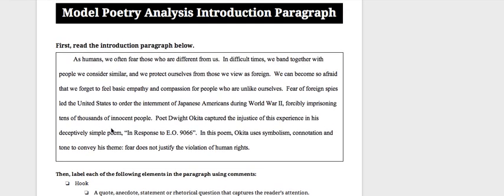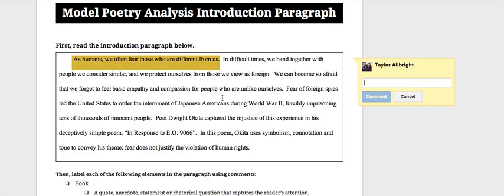Hooks are usually the first sentence, so let's look at our first sentence here. As humans, we often fear those who are different from us. This works as our hook. It is a statement. It is a bold statement. It is provocative. It is a strong opinion, and has some pretty significant implications for how human society functions. So this works as our hook. It is a statement.